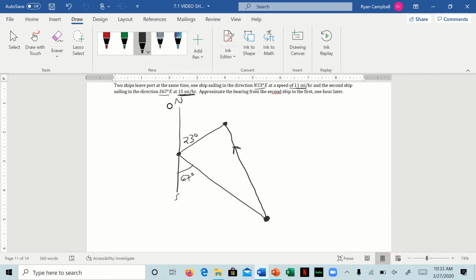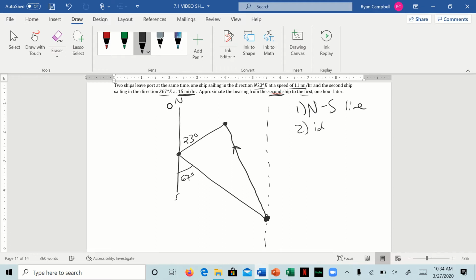All right, so this is what we've got to do. First step after you draw it, you need to make the north-south line. So you make a new north-south line from your current direction. When the question is asking to approximate the bearings from the second to the first, this is where we're starting again. So we need to make another north-south line.